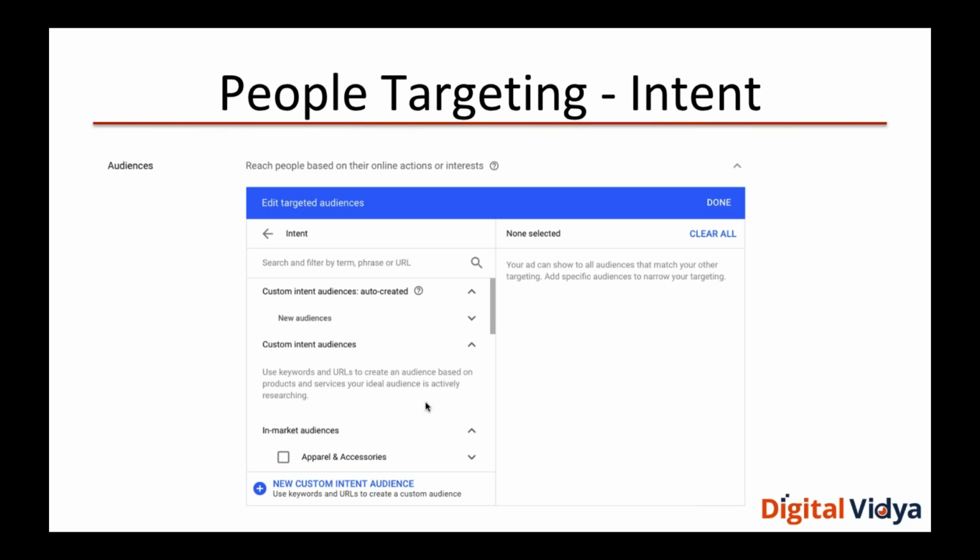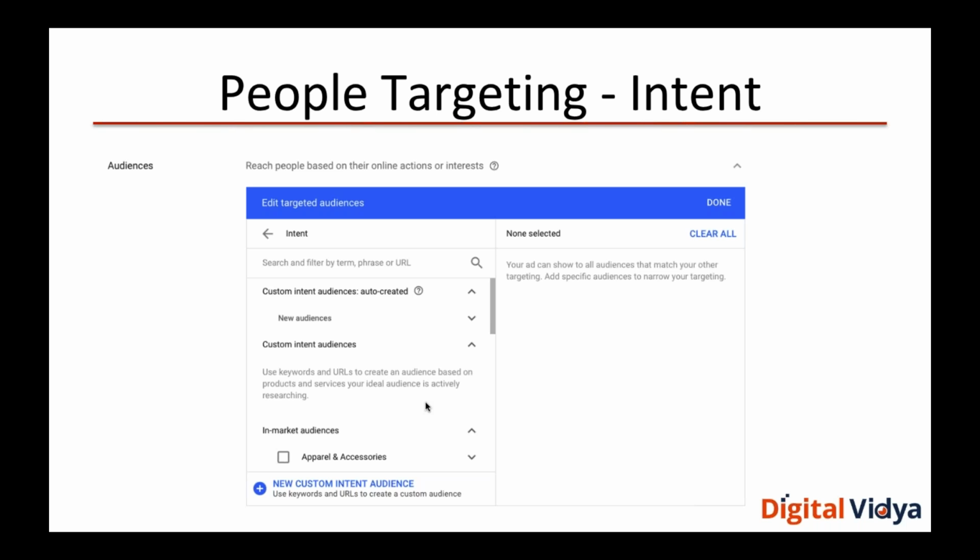Then we have something called intent targeting. Intent targeting means sometimes I may not have expressed an interest in a particular product or service. However, I may be actively researching it. Maybe I'm even on the verge of purchasing or utilizing it. A typical example would be a lot of people searching for gym memberships around New Year time, right? New Year resolutions and all that.